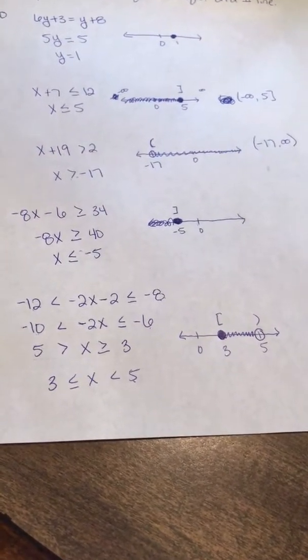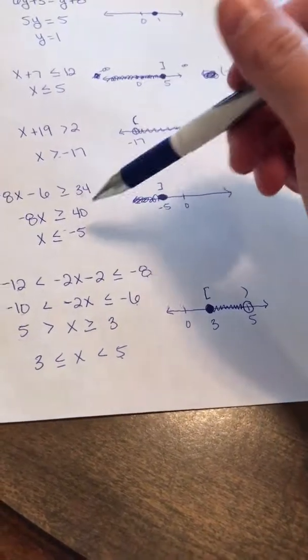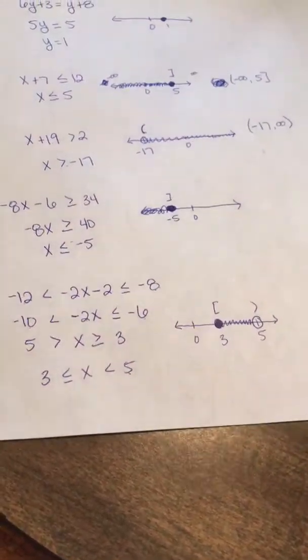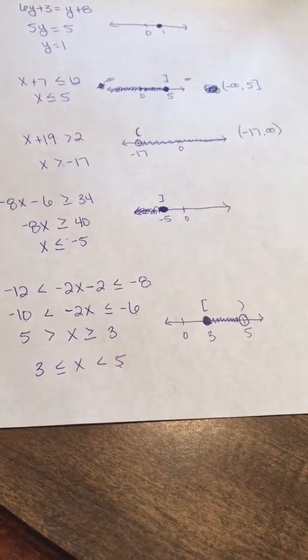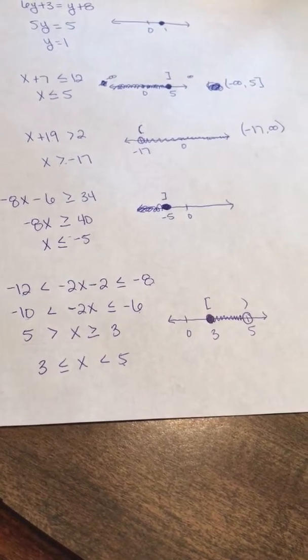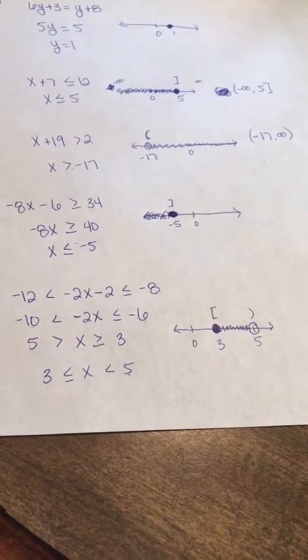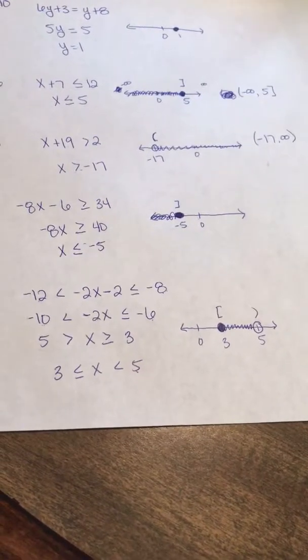So that is all for graphing the linear equations and inequalities just on a number line. So solve first and then draw your number line and shade, or if it's an equation, put a dot, but otherwise you can shade.